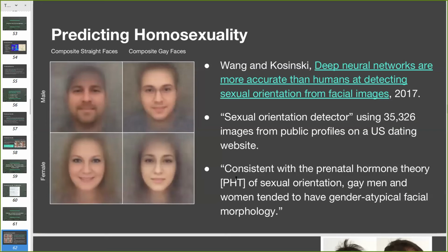Here's another example, predicting homosexuality. They have collected some data set, and they try to detect the sexual orientation of people based on their face images.